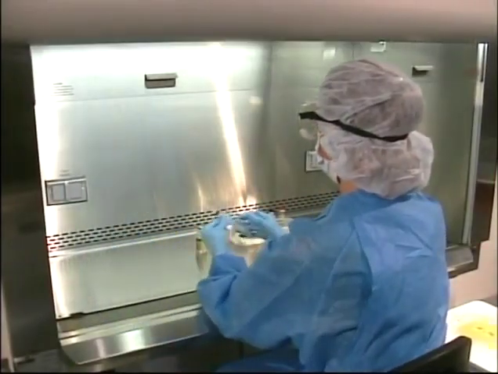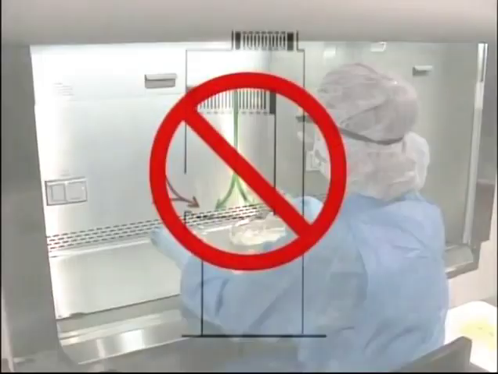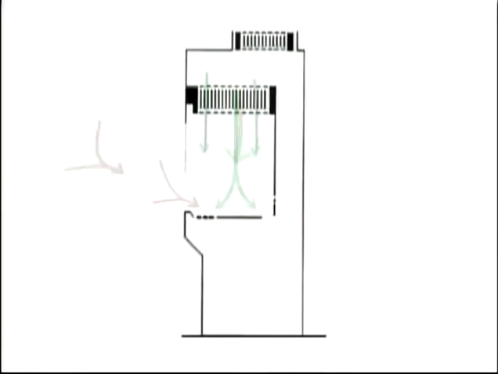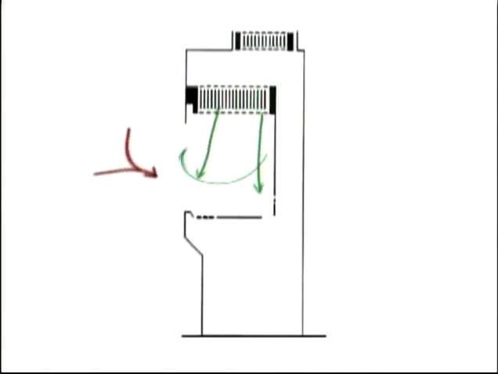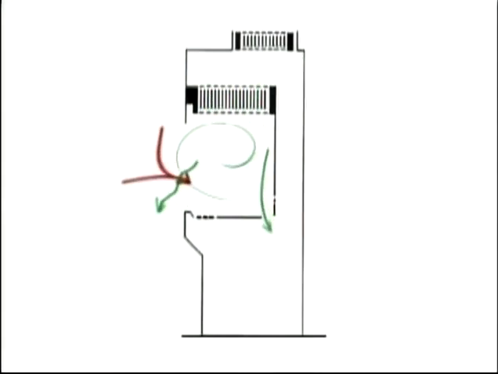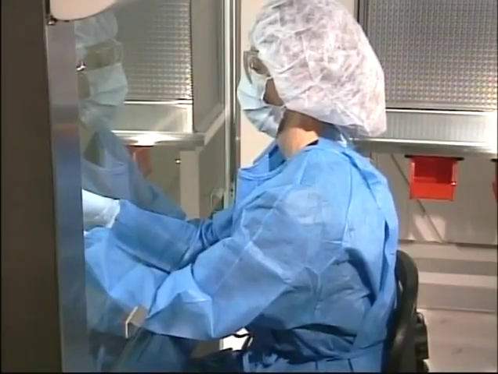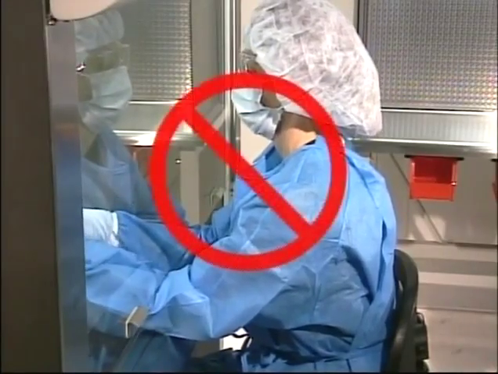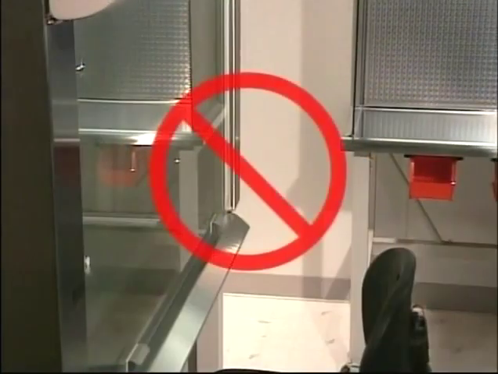The BSC must never be operated with the sash open, even during cleaning, because opening the sash will reduce the inflow velocities, compromising proper containment. Neither should the sash be lowered to just above the hands. Never operate the BSC with the sash fully closed. This will cause overheating of the air handler, resulting in electrical problems with the unit.